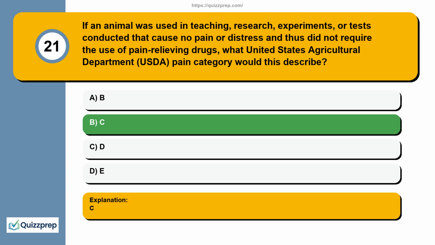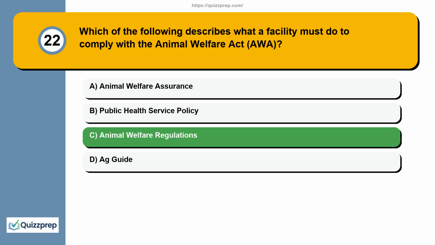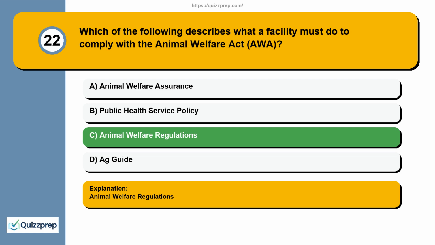Question 22. Which of the following describes what a facility must do to comply with the Animal Welfare Act, AWA? Option A, Animal Welfare Assurance. Option B, Public Health Service Policy. Option C, Animal Welfare Regulations. Option D, AG Guide. The correct answer is option C, Animal Welfare Regulations.